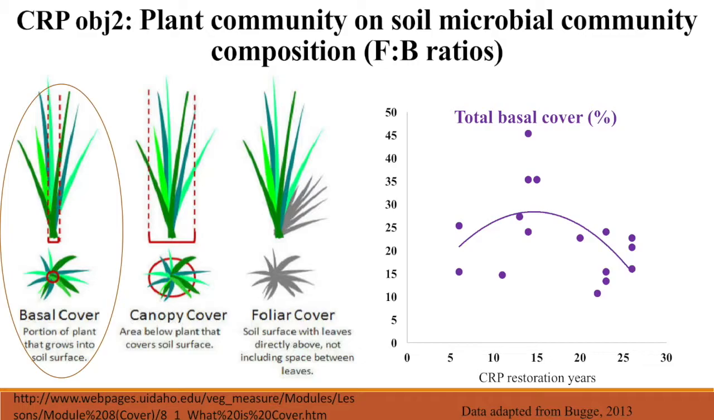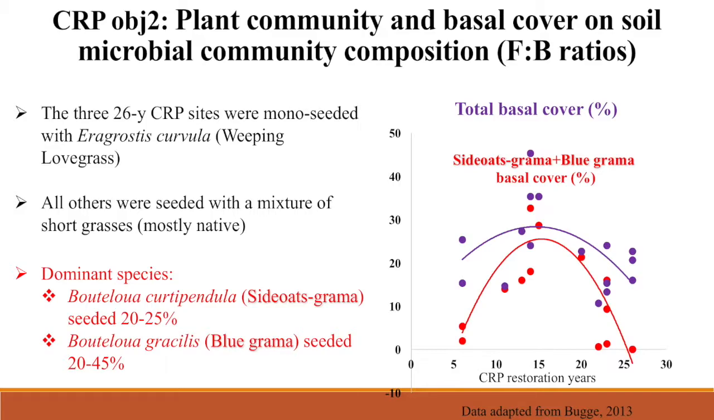The basal cover is only the portion of the plant that extends to the soil, compared to the canopy cover and the foliage cover. The basal cover is less sensitive to the environment and can represent the ecosystem better. The most dominant species were side oats grama and blue grama, which showed this bell shape even more noticeably.